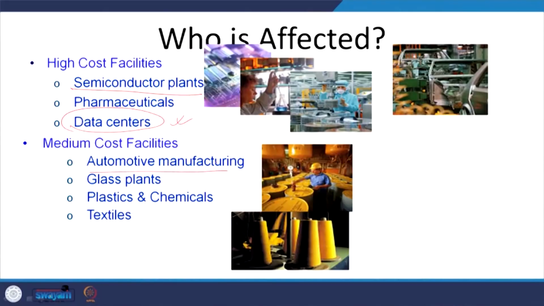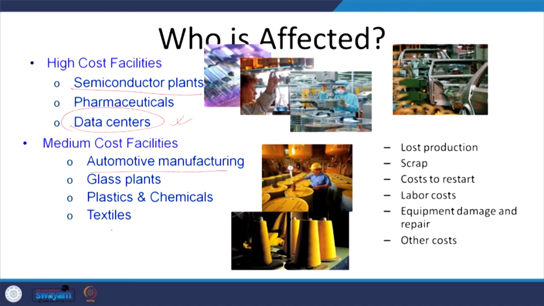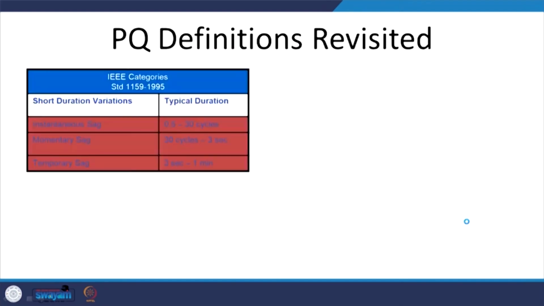And apart from that, the medium cost facilities, that is automotive manufacturer, glass plant, plastic plant, textile and many other plants, cement, paper, pulp. And so, why? Because of loss of production, there will be a lot of scrap, cost to restart, extra labor cost, equipment damage, repair and other costs.